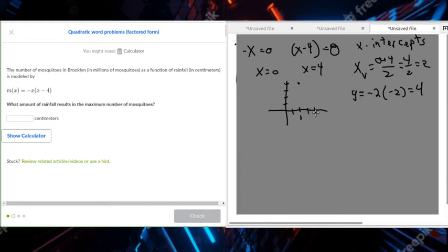And then our zeros are in these two places. So our parabola looks like this. It looks more like a pyramid than a parabola, but that's why we have graphing calculators. So you can see when the rainfall is 0, we have 0 mosquitoes, and when the rainfall is 2 centimeters, we get 4 million mosquitoes, and then it goes back down until we hit there. But we can see the answer we want is what amount of rainfall results in the maximum number of mosquitoes, and that is 2.